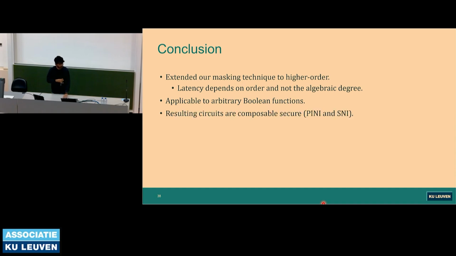Finally, I haven't shown it in the presentation, but we prove in the paper that all our constructions are both PINI and SNI.